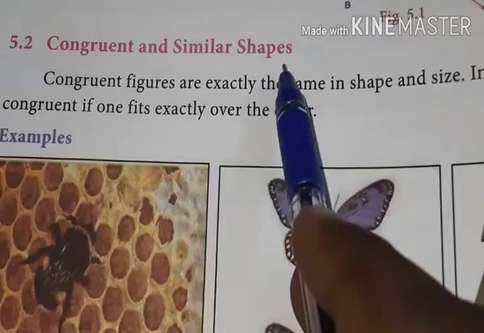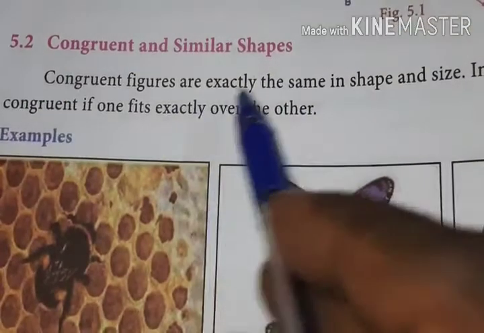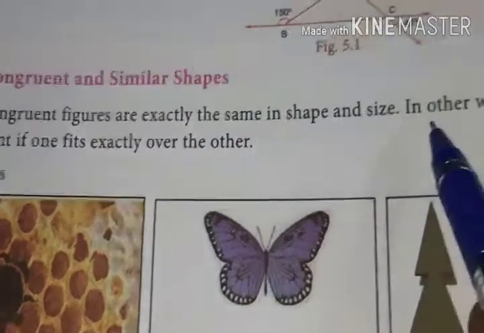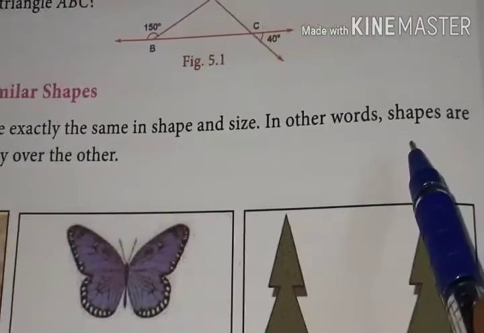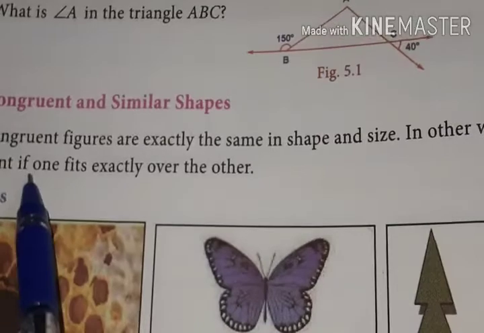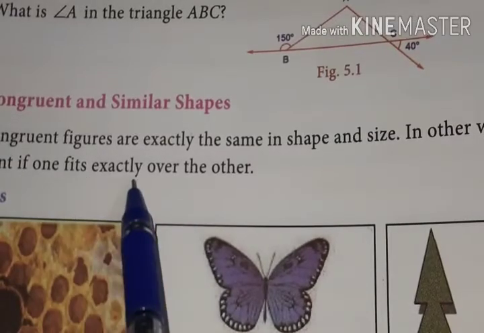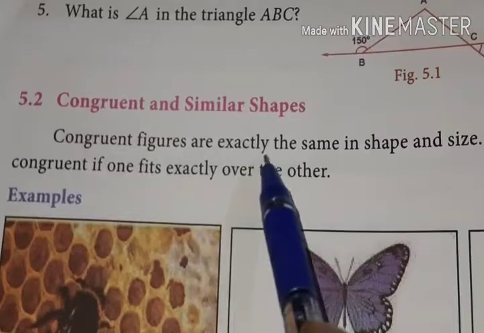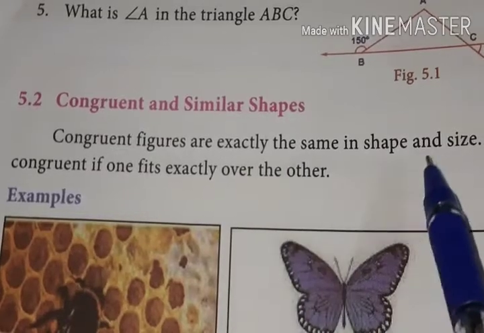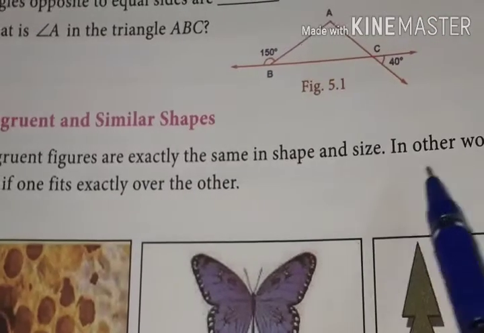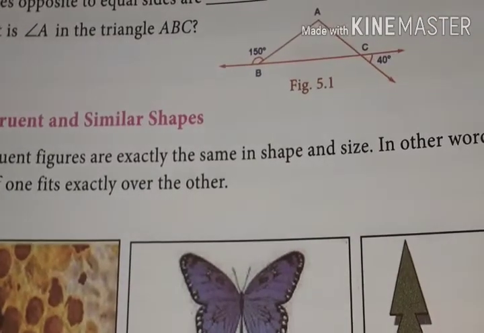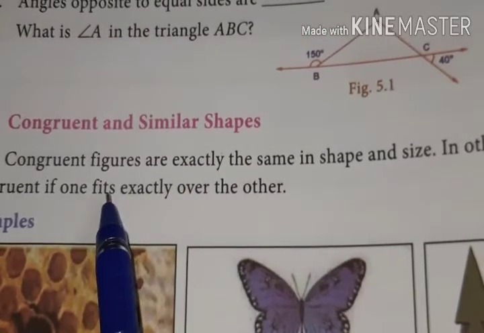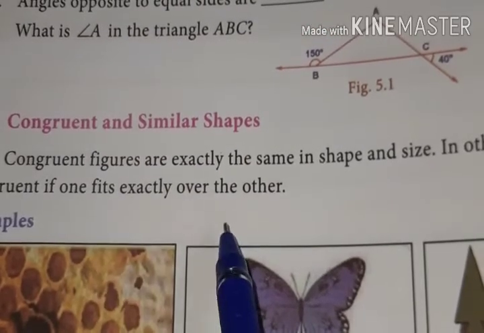Congruent and similar shapes. Congruent figures are exactly the same in shape and size. In other words, shapes are congruent if one fits exactly over the other.